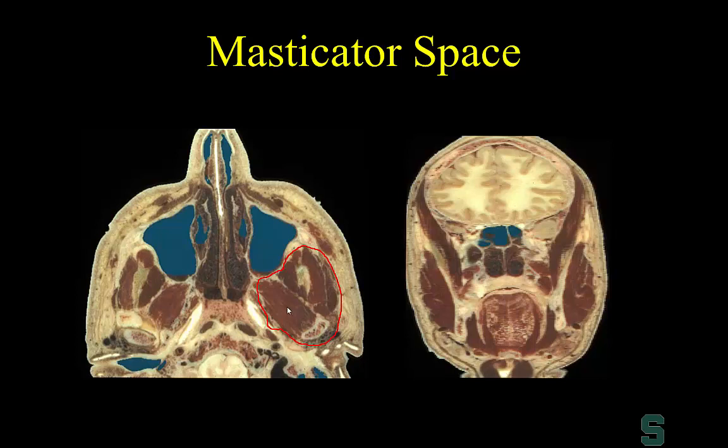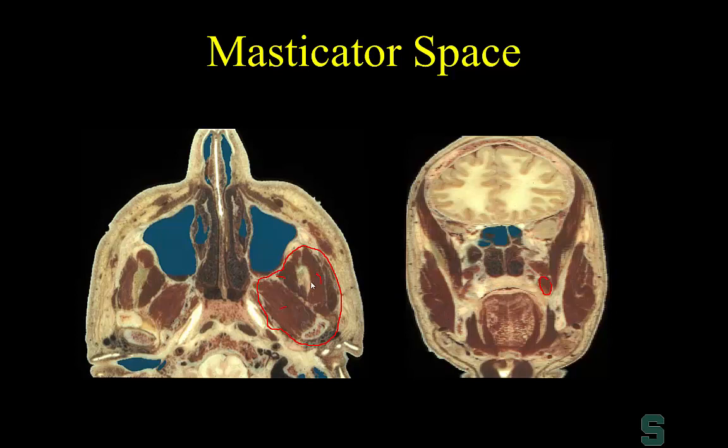So when we look at the masticator space, the primary component of the masticator space are the muscles of mastication, which are the lateral pterygoid muscle, the temporalis muscle just medial to the coronoid process, and the masseter muscle, which is located here. Now, just inferior to the lateral pterygoid muscle is another muscle right here, which is the medial pterygoid muscle. So you can see the pterygoid muscles are one on top of the other. But the largest component of the masticator space by far and away are the muscles of mastication.